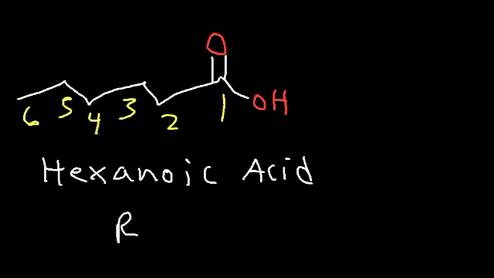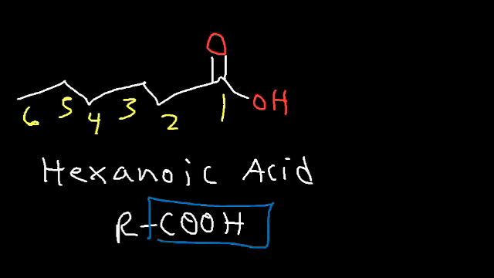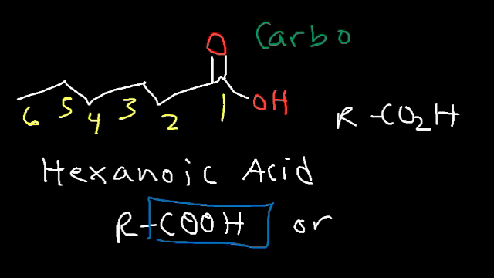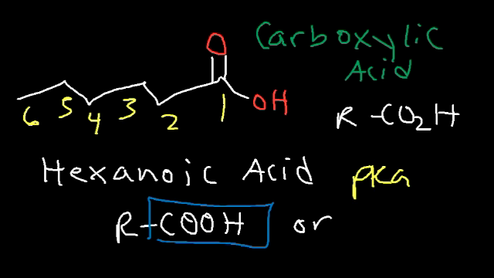Now, carboxylic acids usually have a condensed structure that looks like this. If you see COOH, or if you see RCO2H, this is a carboxylic acid. The pKa of a carboxylic acid is usually around the range of 4 to 5. So carboxylic acids are considered to be weak acids.